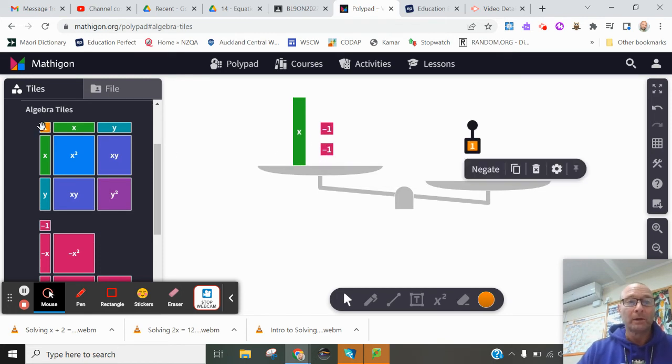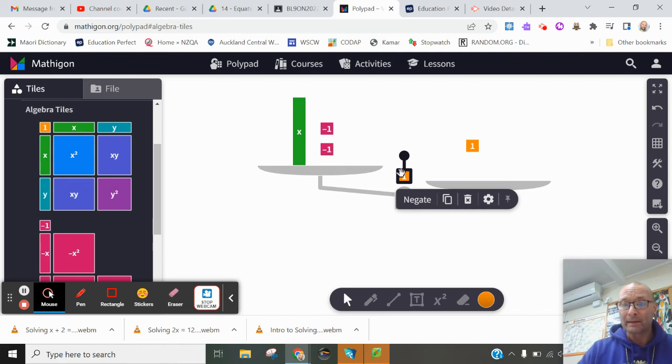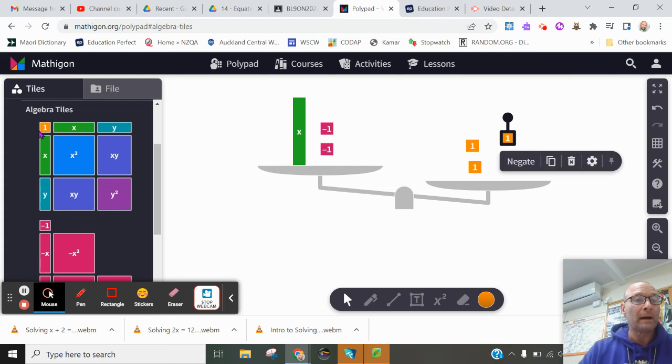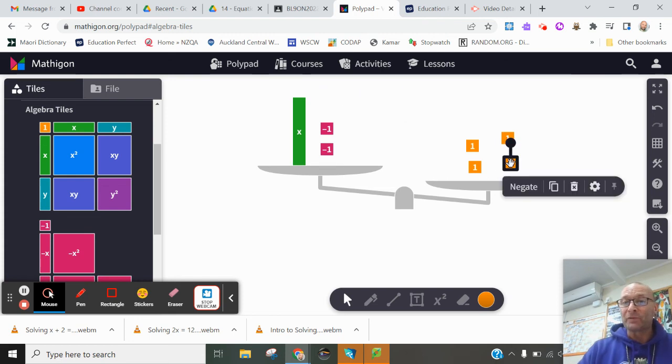Tahi, rua, toru, whā. Okay, so there we have x minus 2 equals 4.